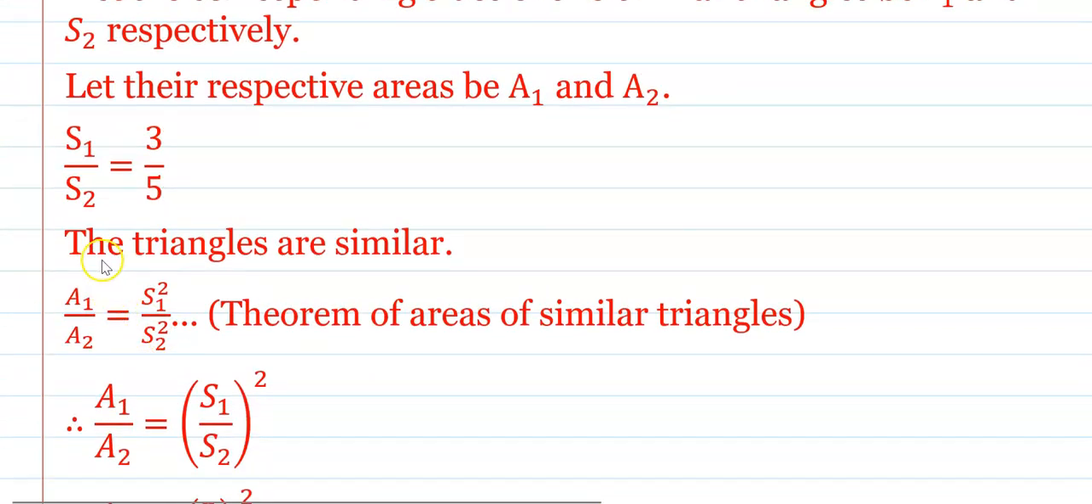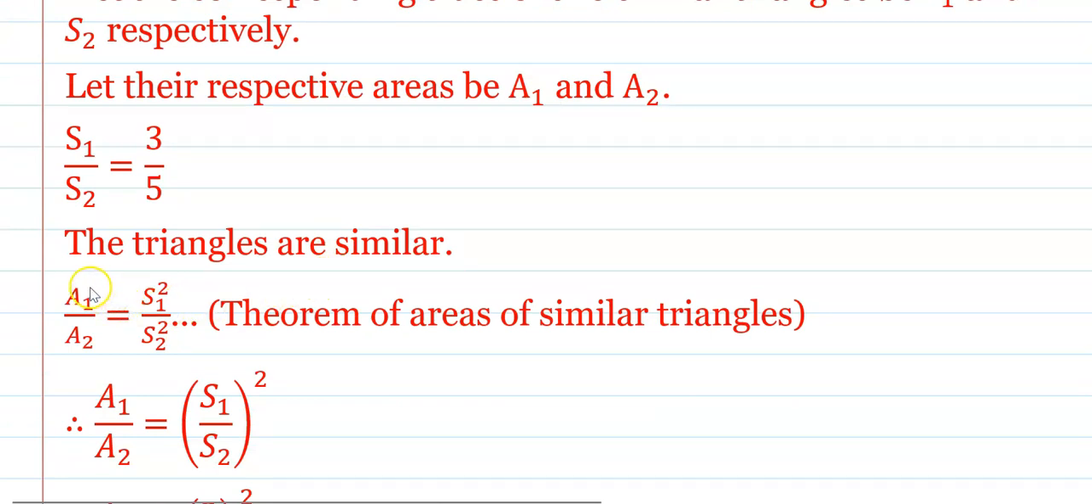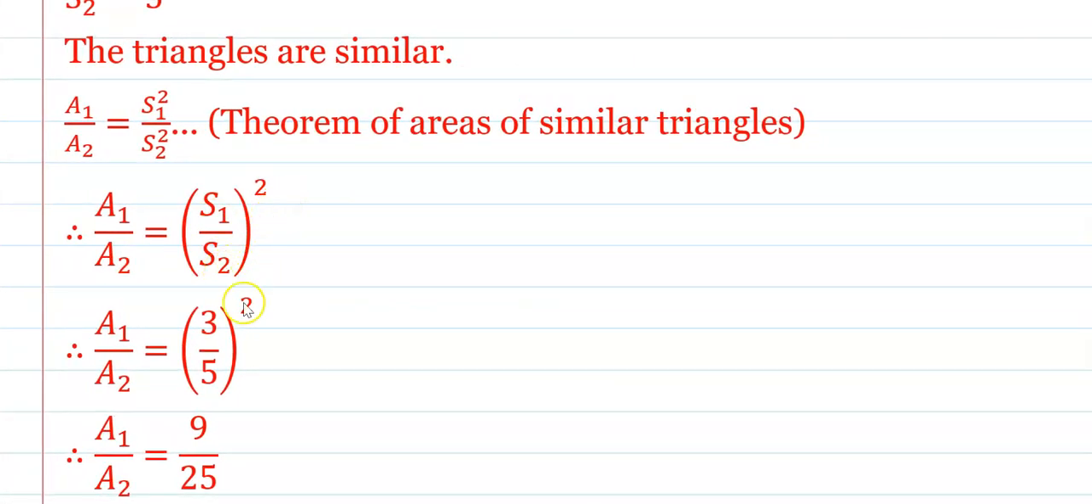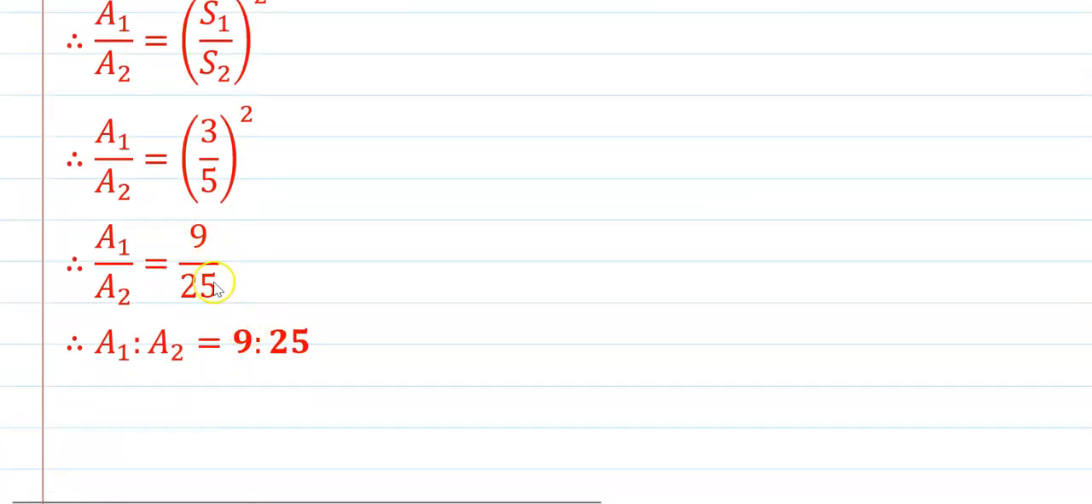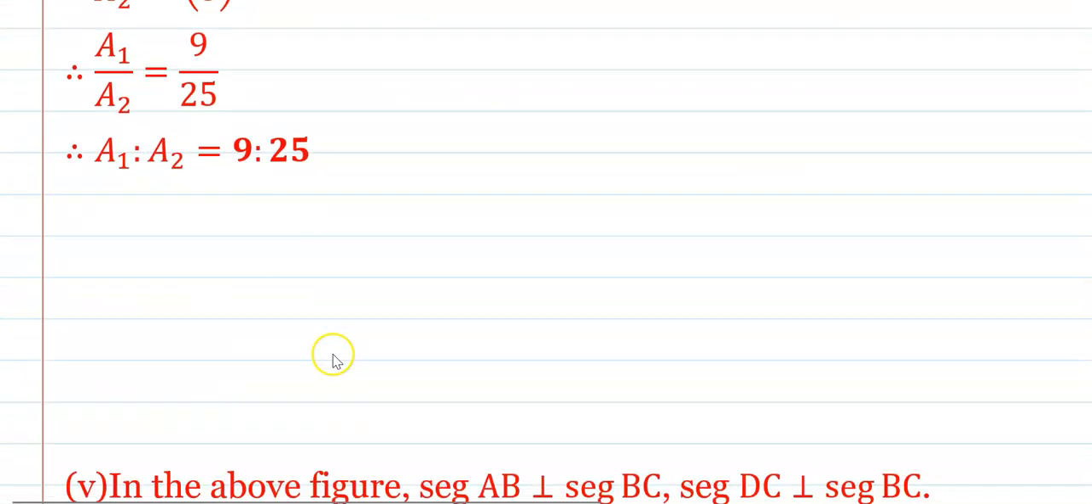The triangles are similar and therefore by the theorem, area of triangle A1 upon area of triangle A2 is equal to S1 square upon S2 square. The theorem is the theorem of areas of similar triangles. That is A1 upon A2 is equal to (S1 upon S2) whole square. But S1 upon S2 is 3/5, whole square. Means 9/25. Therefore, the ratio of their areas is 9:25. Easy question. Okay. Now the next question.